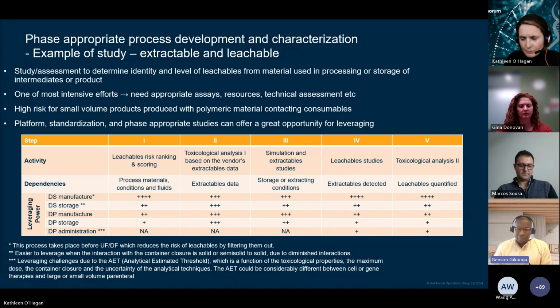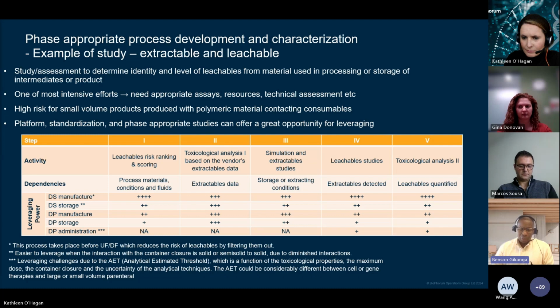So really, what you're looking at here is a table of when we are performing our risk assessment, that guides us and informs us whether we need to do a study or not. We can look at just the overall steps of production. So we have drug substance, we're making the drug substance, we're storing the drug substance, we're going ahead and filling the drug product, and so forth.